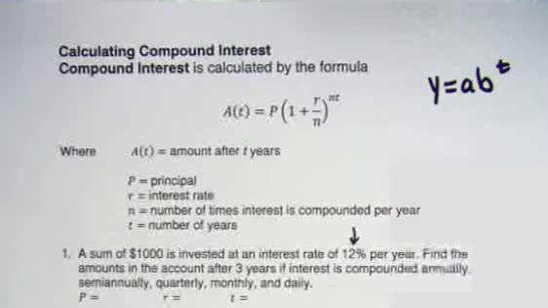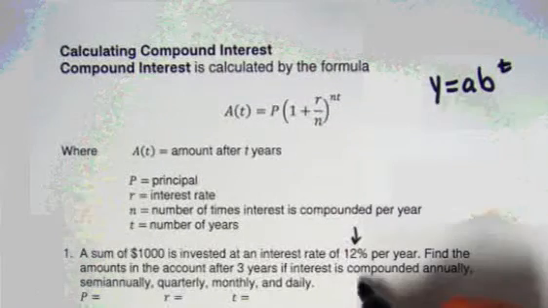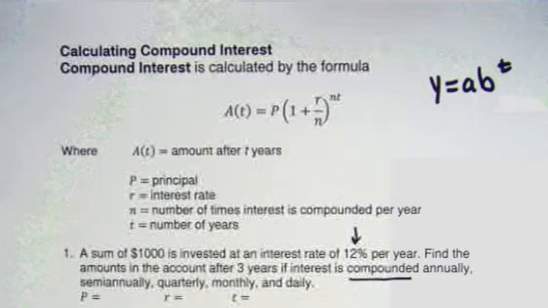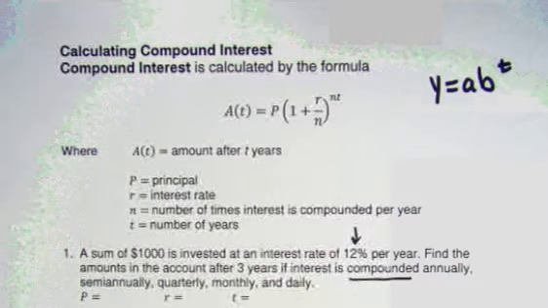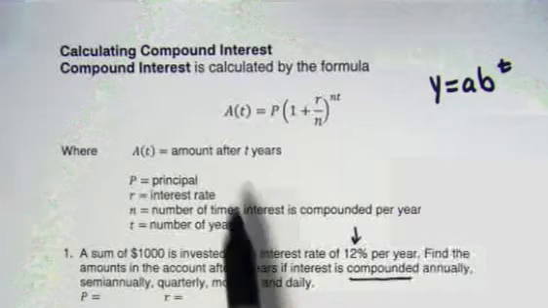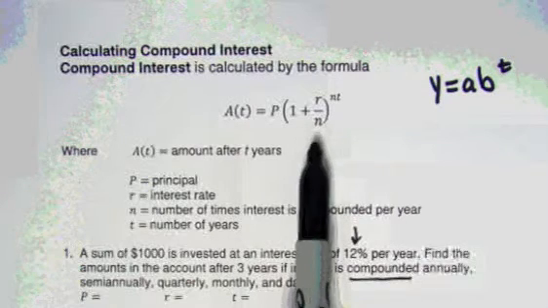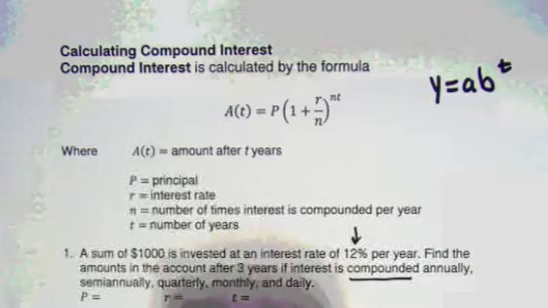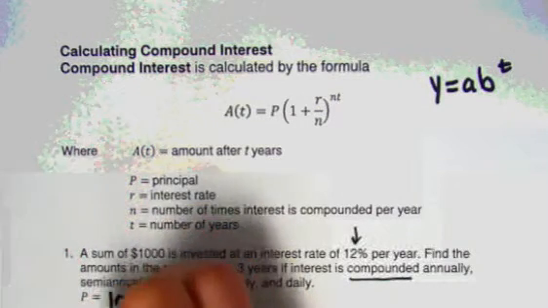So the first word that jumps out at me in this problem is the word compounded. And then I note that there's an amount of time: annually, semi-annually, quarterly, or monthly. So those are kind of the keywords that let me know we're going to use the compound interest formula. So for P, we're going to be doing our initial value, which is 1,000.